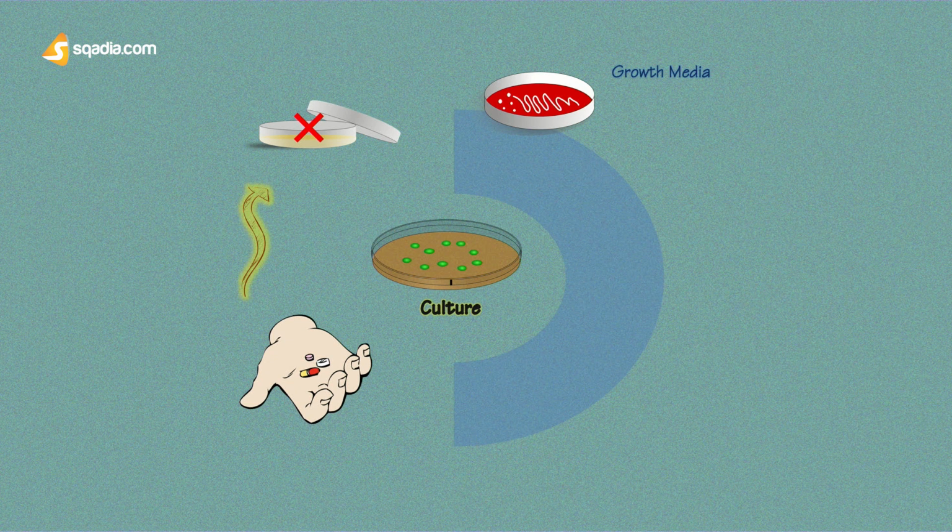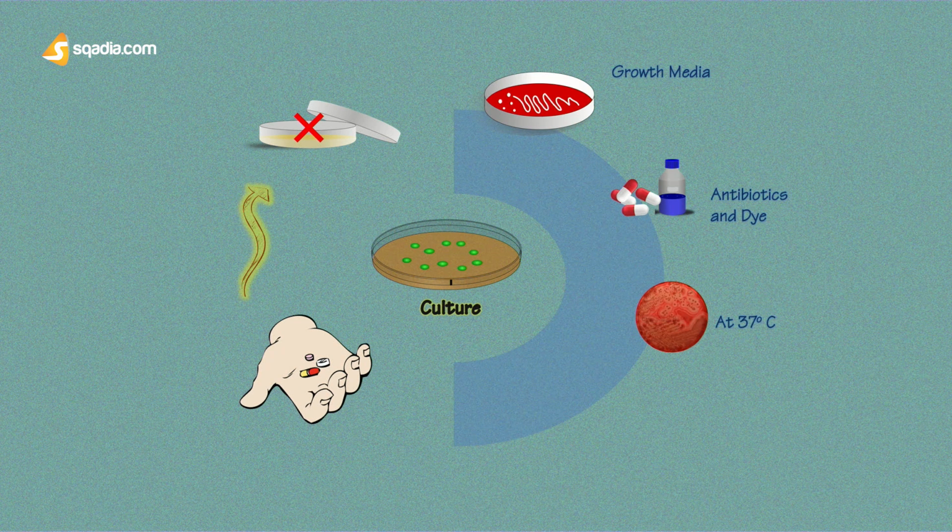Selective agents such as antibiotics or dyes may be used to suppress unwanted organisms in specimens with a normal flora. We also have to provide an appropriate atmosphere to the organisms, such as for the fastidious anaerobes. They require an oxygen-free atmosphere. Most pathogenic bacteria are incubated at 37 degrees centigrade, but some fungi are incubated at 30 degrees centigrade.